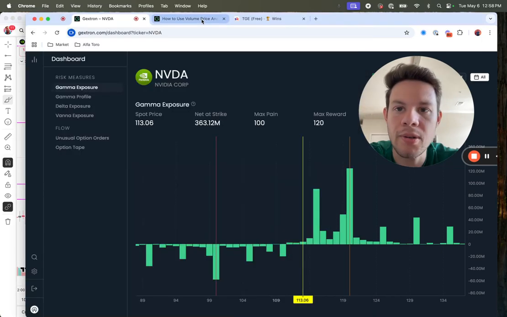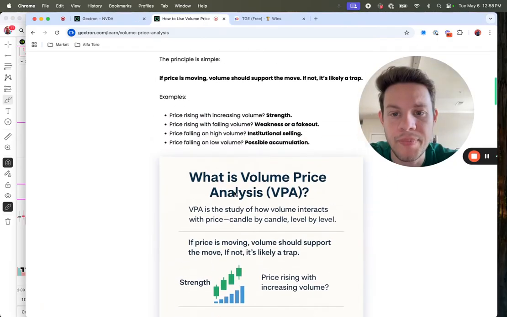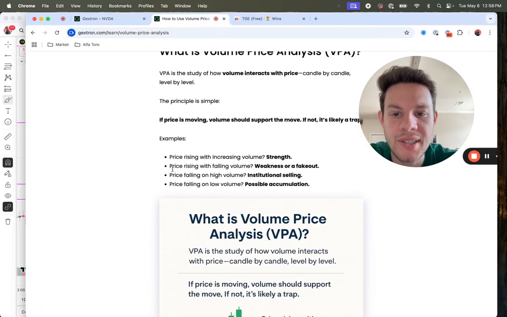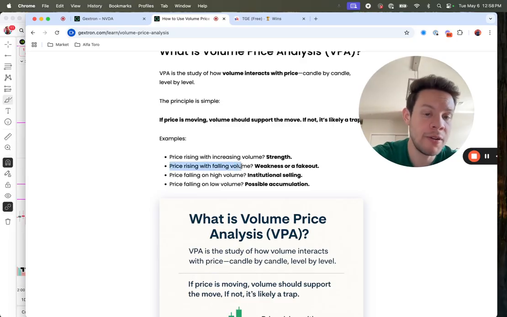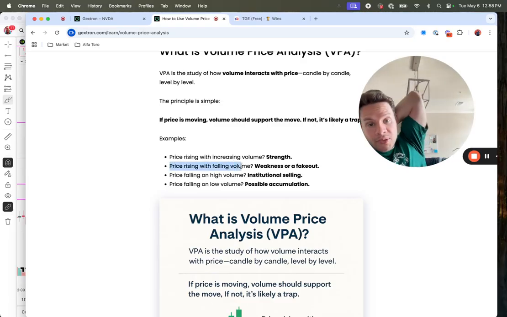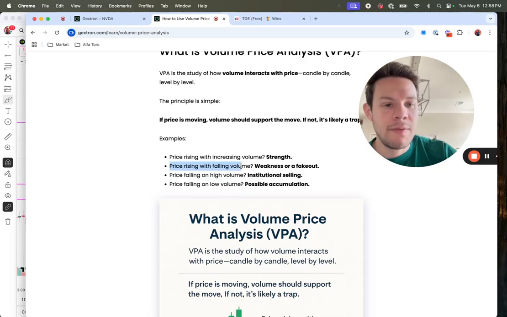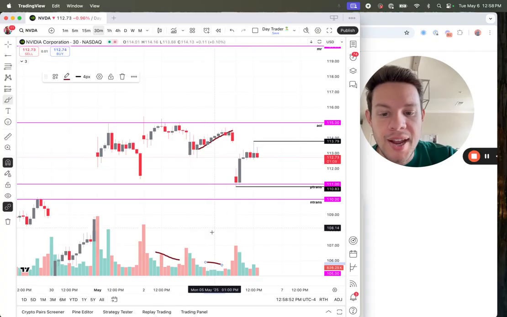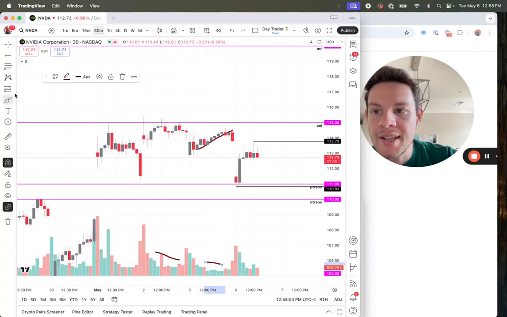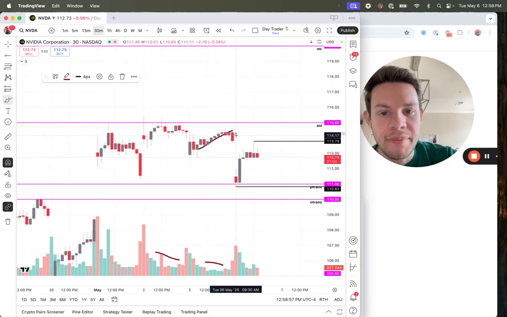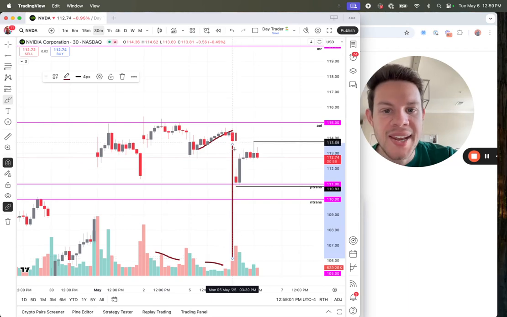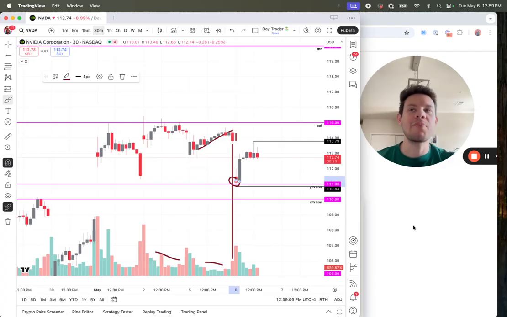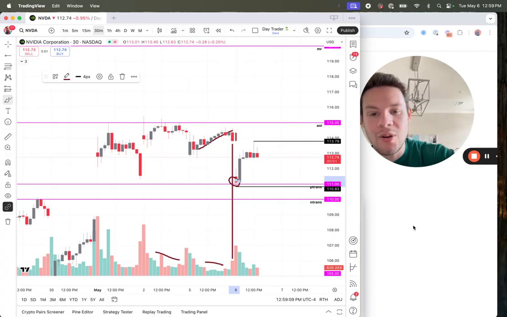If we go back to the article here, it tells you that when price is rising with falling volume, price is going up but volume is going down, it's either a weakness in movement or a fake out. And you can see here, yes, price was dropping, and as soon as it starts to make a reversal around this area, price is picking back up. Then it opened all the way to P-trans level. And remember what I said, P-trans is really important because it's the final support.